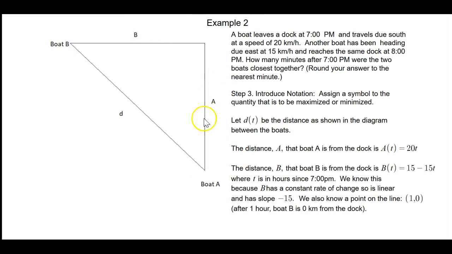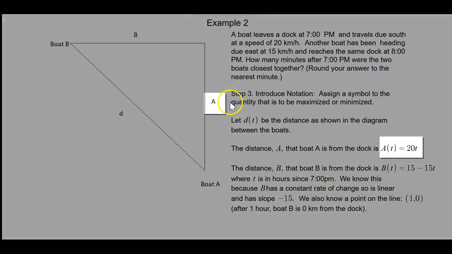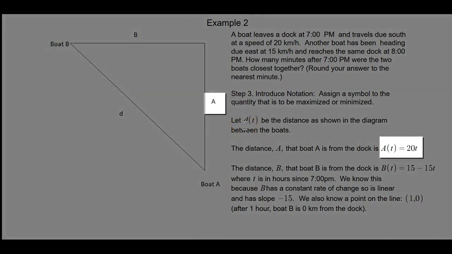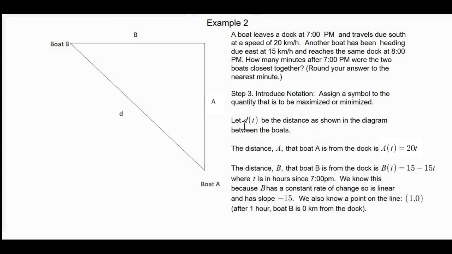Since we were told that boat A is traveling at 20 kilometers per hour, its distance from the dock is 20t, if I let t be my number of hours since 7. And by the way, I'm making t hours because my rates were in kilometers per hour. So I'm going to change at the end to minutes.